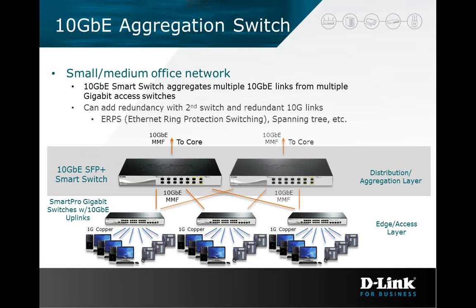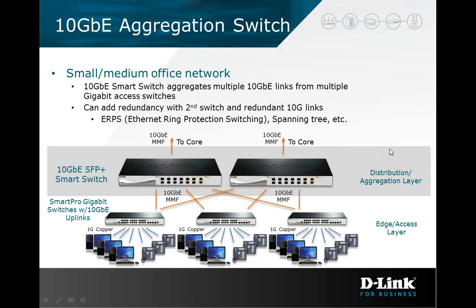And of course, I may require redundant switches in my network. In case one of the aggregation switches fails, I want to make sure there's another switch ready to take over, so that all of these users don't lose connectivity into the network. So I can easily add a second smart switch into the aggregation layer, and I'm going to use some kind of redundancy protocol. It may be ERPS, which is Ethernet Ring Protection Switching. A lot of people favor spanning tree, but these smart switches support those types of redundancy protocols. So I have redundancy at the distribution or the aggregation layer.